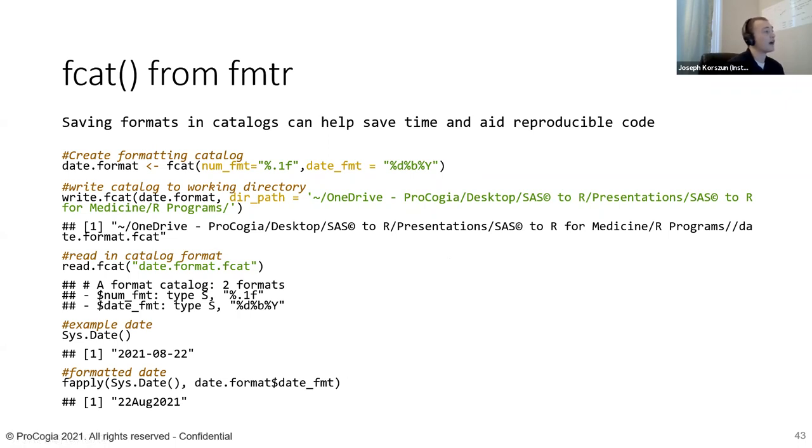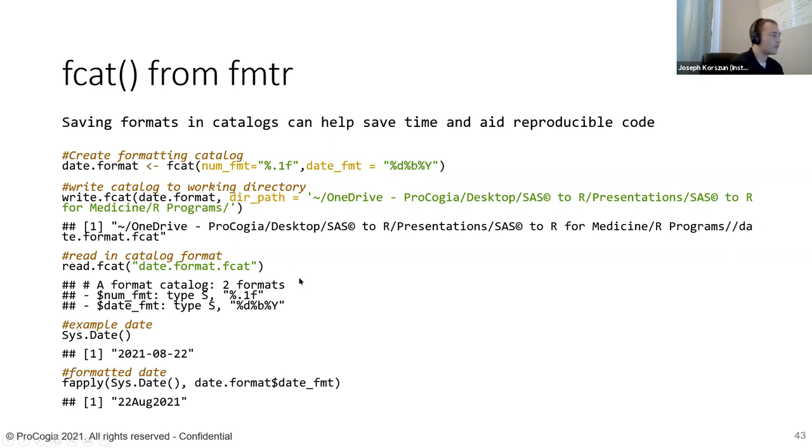So then we're going to write that catalog that we just defined out to our given directory. So you can see we have write.fcat. Now we've created this object with our formatting using the fcatalog, so we have a catalog defined within the date.format object. And then we're going to write that out to our directory. That's all this code says: we use the write.fcat function after we define the catalog and we output it to our directory.